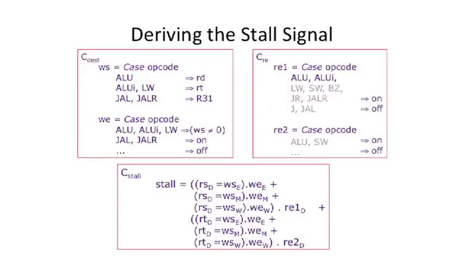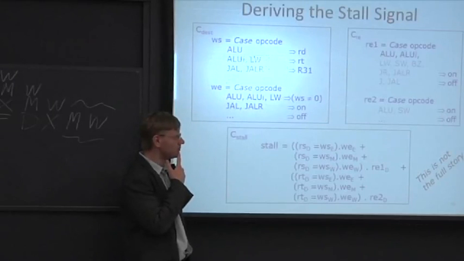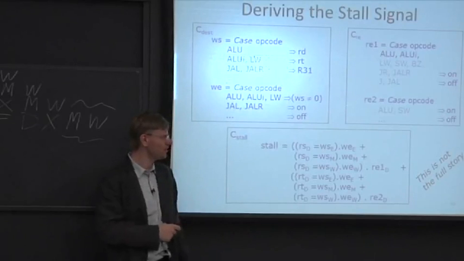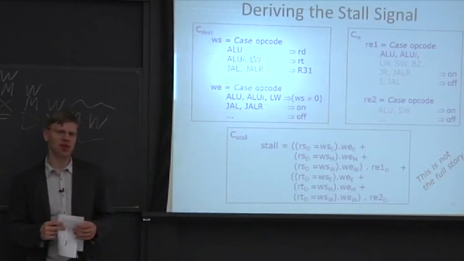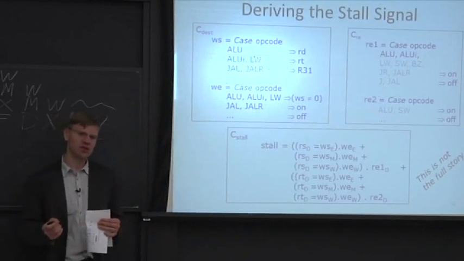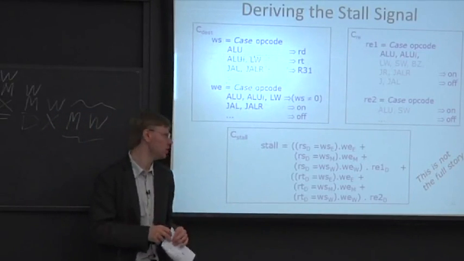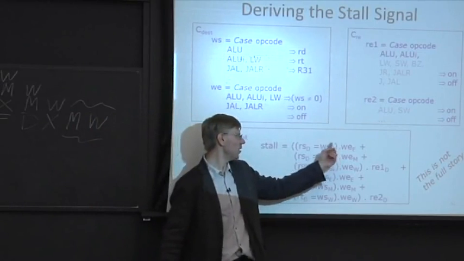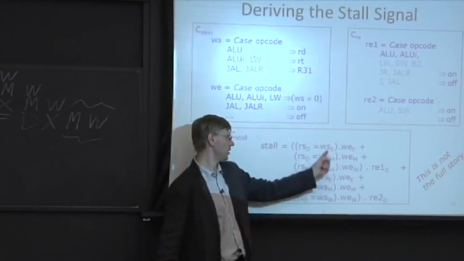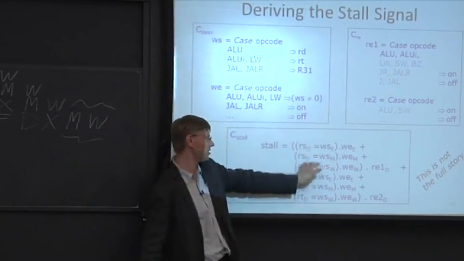Well, no, that's not quite the full story. So what are we missing here? Why else would we have to stall a pipeline? Well, unfortunately, this only takes into account instructions where the destination is available right at the end of the execute stage. Here and here, these two comparisons encapsulate that.